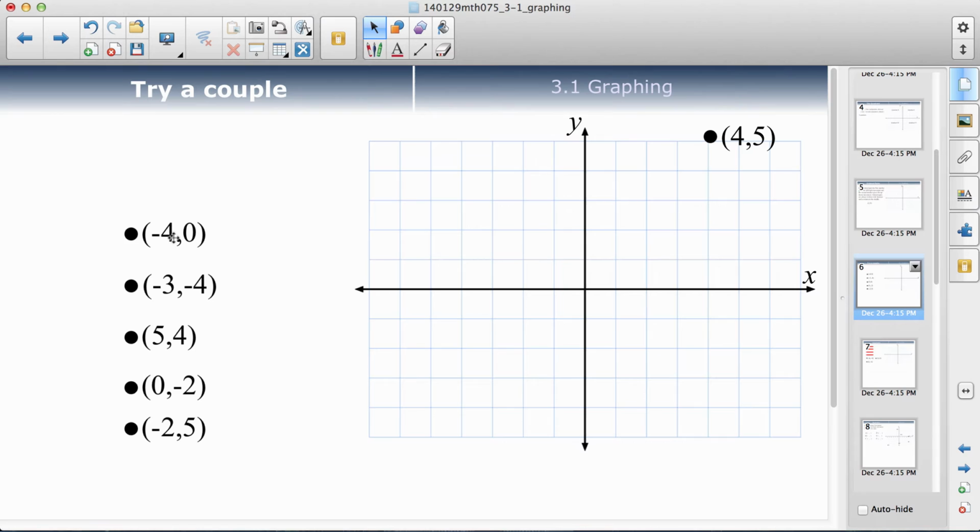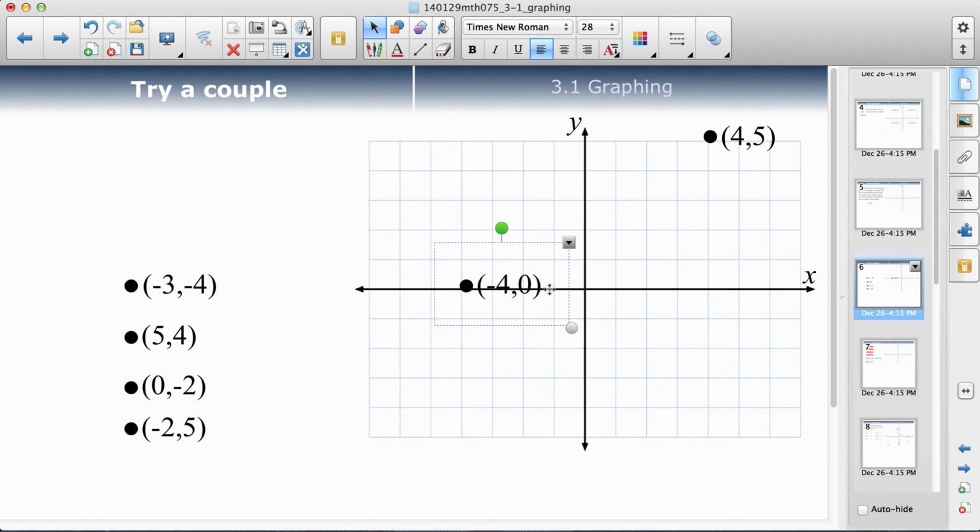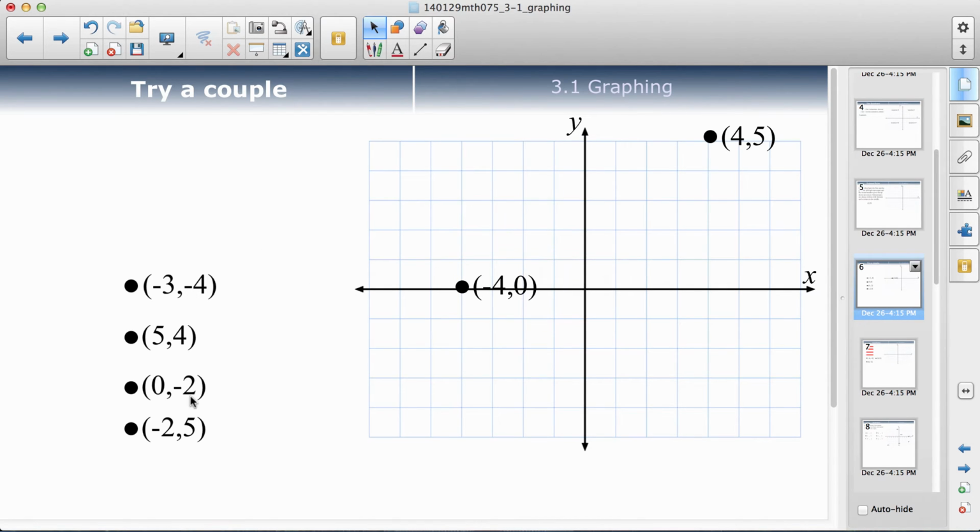Here's another one. Negative 4, 0. So I'll start here and I'll go over 4. 1, 2, 3, 4. But then I don't go up any. So that's where I'm going to stay, right there. Now over and down a little bit. Okay, negative 3. Why don't you try the rest of them? I'll plot them. Hit pause and draw yourself a little quadrant and see if you can get them where they should be. Okay, so negative 3, 4.